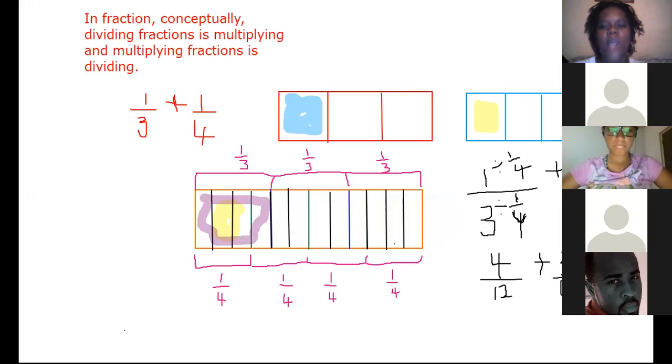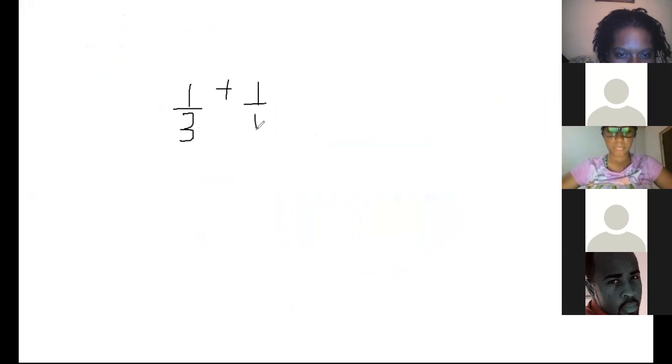So this is conceptual. Now, procedurally, what you're going to do on the test, because you're not going to have all that time to sit down and draw and all of that. That is just for you to understand the concept. Procedurally now, we can name this fraction C.